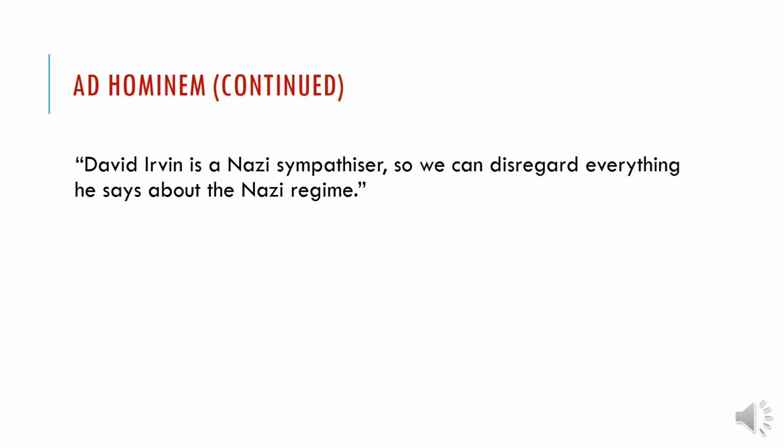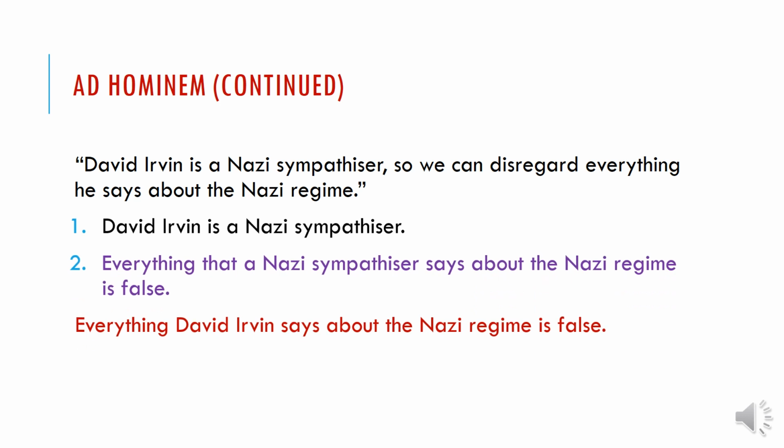Similarly, take this argument. David Irving is a Nazi sympathizer, so we can disregard everything he says about the Nazi regime. When we see this argument in standard form, we see that the second premise is obviously false: everything that a Nazi sympathizer says about the Nazi regime is false. Well, if the Nazi sympathizer suggests perhaps that Hitler was a captivating public speaker, are we going to suggest this is false just because this person is biased and a sympathizer of the Nazi regime? Well, no. We need to look at the facts of whether or not something is true or false based on, let's say, for instance, Hitler being a captivating public speaker. David Irving's bias or political leaning has no bearing on the captivation of someone's speech.